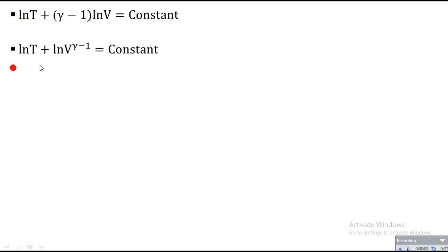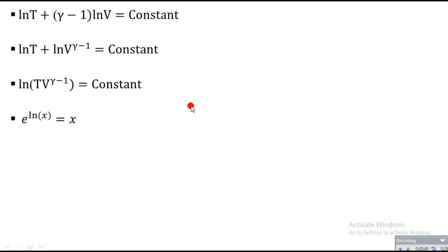ln T plus ln V power gamma minus 1 is equal to constant. I'm using the properties of logarithm and the integration. Then, the property of ln: addition is the same as multiplication. So we have ln of T times V power gamma minus 1 is equal to constant.